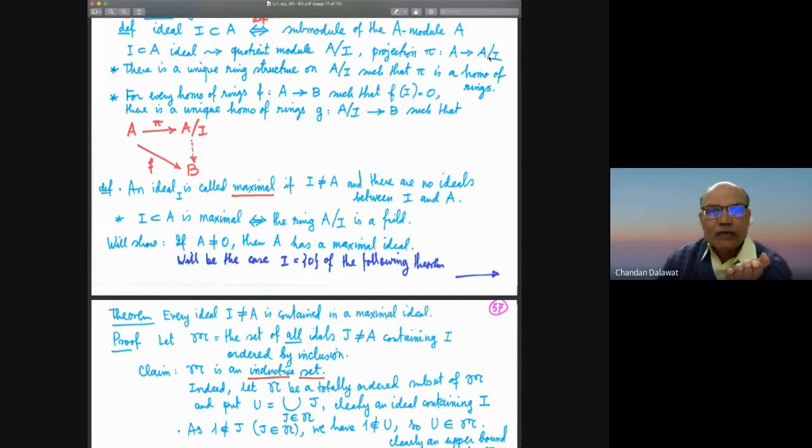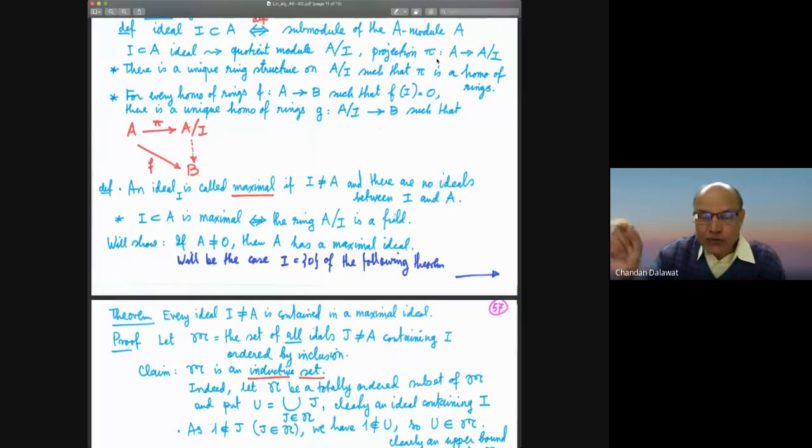How do you multiply 2 elements of A modulo I? You already know how to add them, of course, because it's a module, right? So you just need to say how to multiply any two elements. Elements of A modulo I will look like pi of X, pi of Y. I take 2 elements, and I can try to define their product, pi of X times pi of Y, as pi of X times Y.